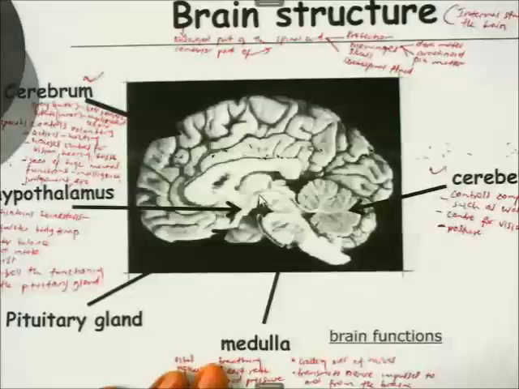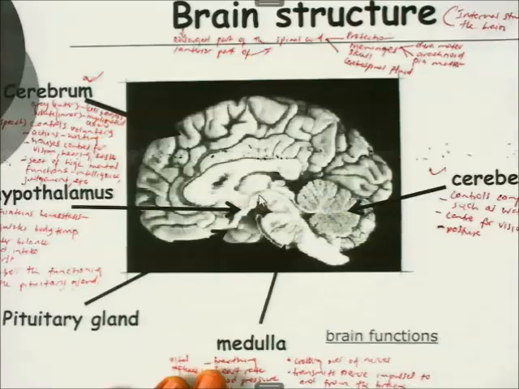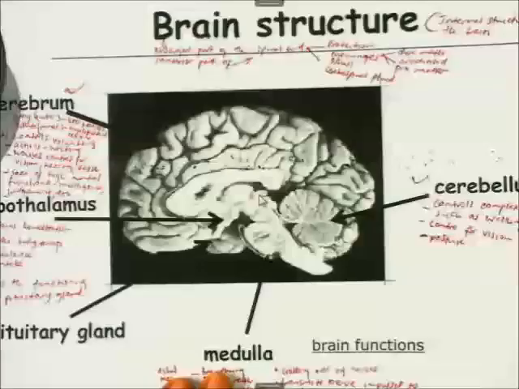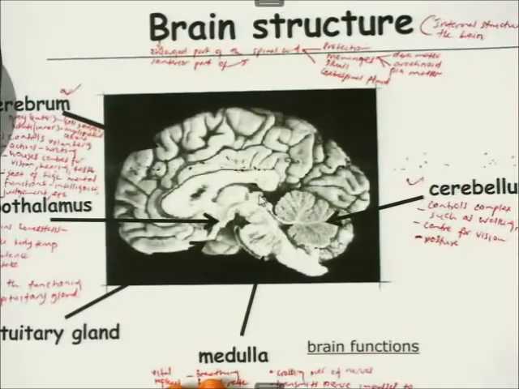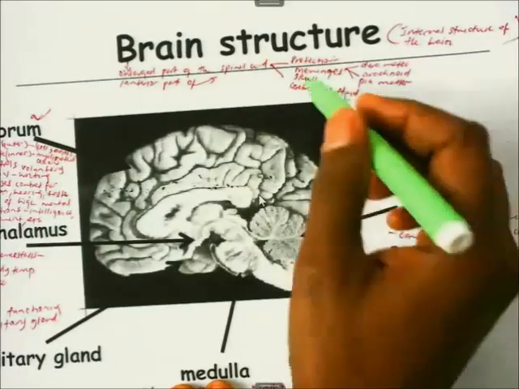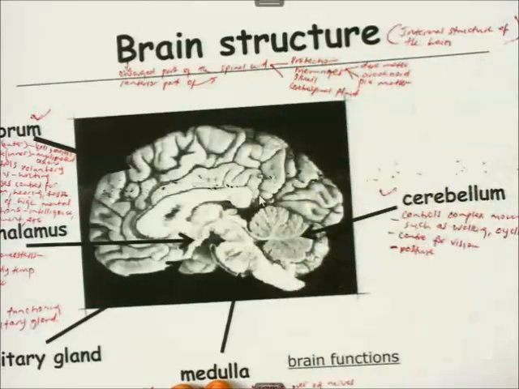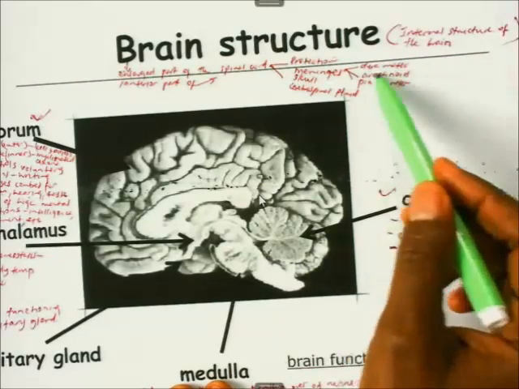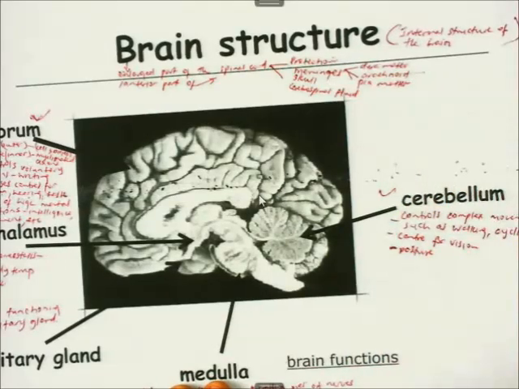So what you must know about the brain is that the brain is the enlarged part of the spinal cord. The brain is protected by means of three membranes which are called what? The meninges. So now these meninges are the dura mater, the arachnoid, and the pia mater.